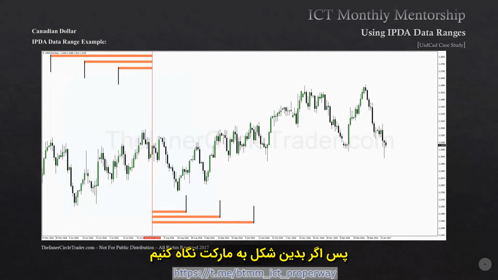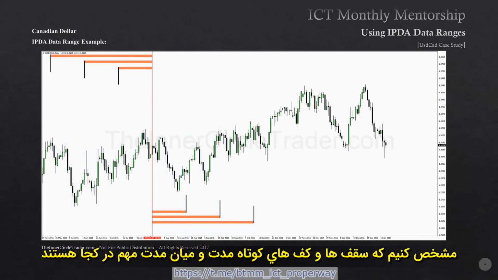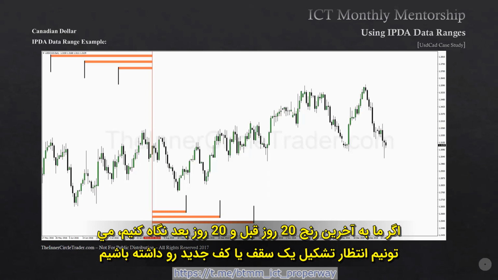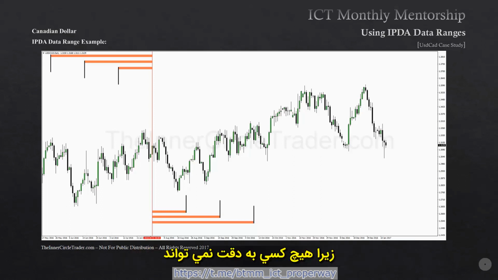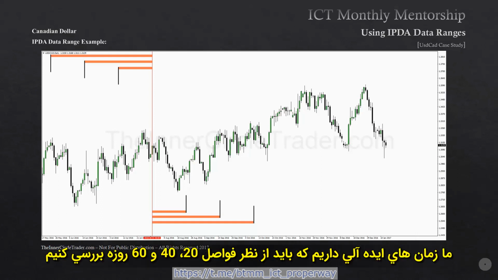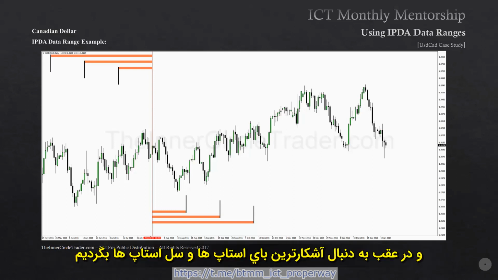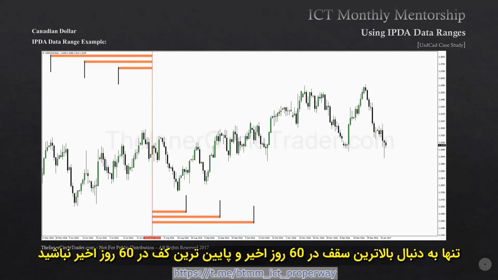If we're looking at the market like this, we can also identify where significant short-term and intermediate-term highs and lows are. If we look at the last range of 20 days behind us and 20 days casting forward, expecting a new high or a new low to form, because no one can accurately depict the future and forecast the future, we have ideal times to look for in terms of intervals: 20, 40, and 60 day intervals, looking back for the most obvious buy stops and sell stops. Don't just look for the highest high in the last 60 days and the lowest low in the last 60 days behind us or in the look back phase.